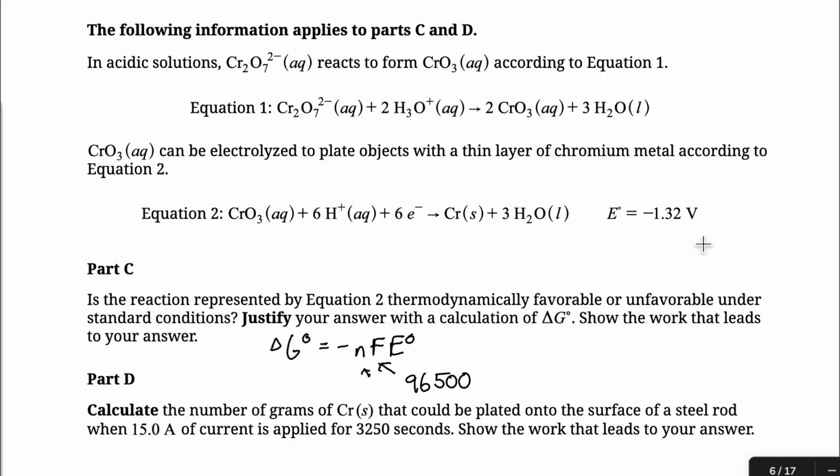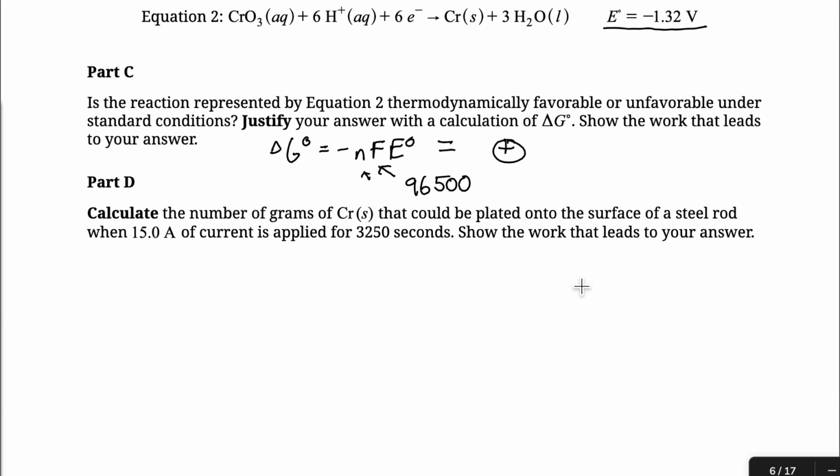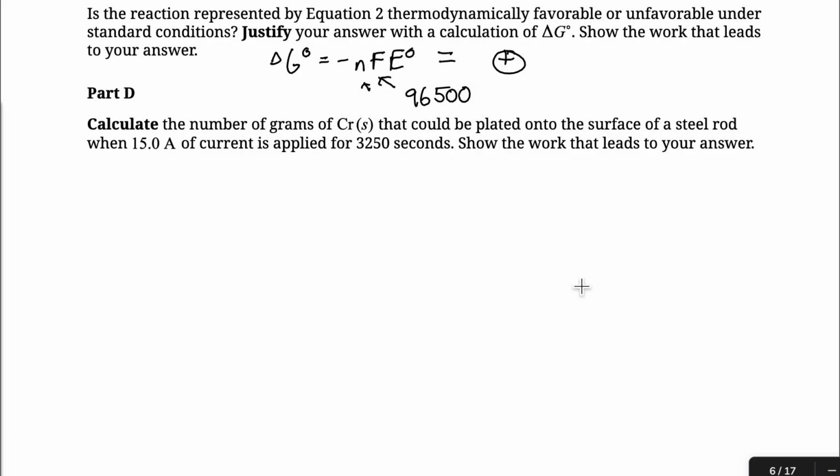So, in equation 2, our E standard is a negative number. So without doing any calculations, we could see that this is going to result in a positive number. And then a positive delta G means that it is thermodynamically unfavorable. On the AP, we probably should do the calculations, but your main conclusion is that you reach a positive number, which is thermodynamically unfavorable.